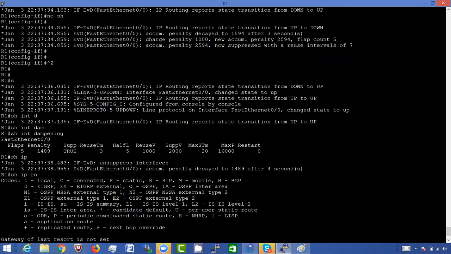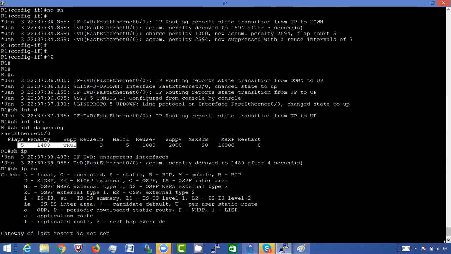Now see, what is this reuse time? What is reuse time saying? My router will unsuppress this interface in the next 3 seconds. Means when these 3 seconds expire, my router has done the calculation. My router knows now that after these 3 seconds, it needs to unsuppress this interface. This is the reuse value, this is the suppress value, this is the maximum suppress time, this is the maximum penalty. See, till now my router has suppressed this interface.